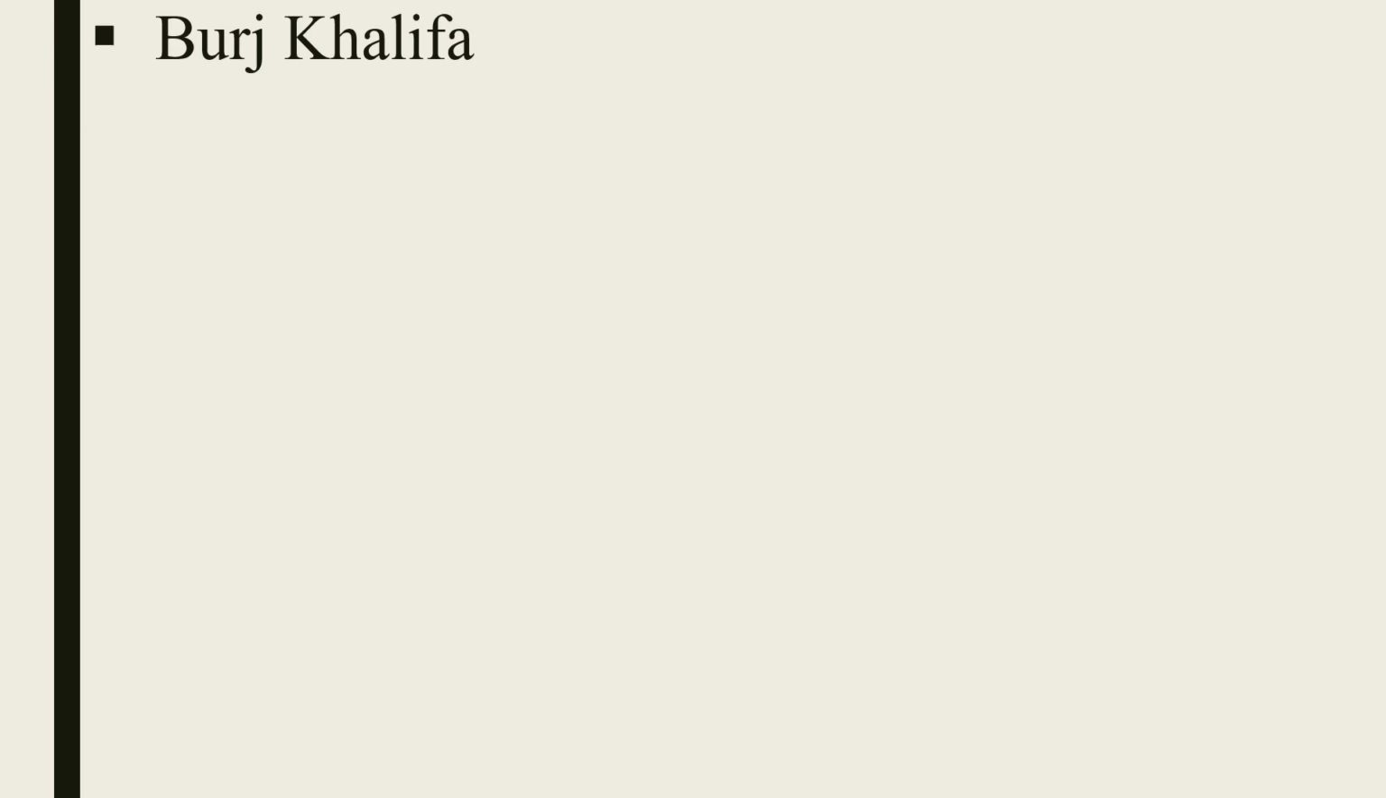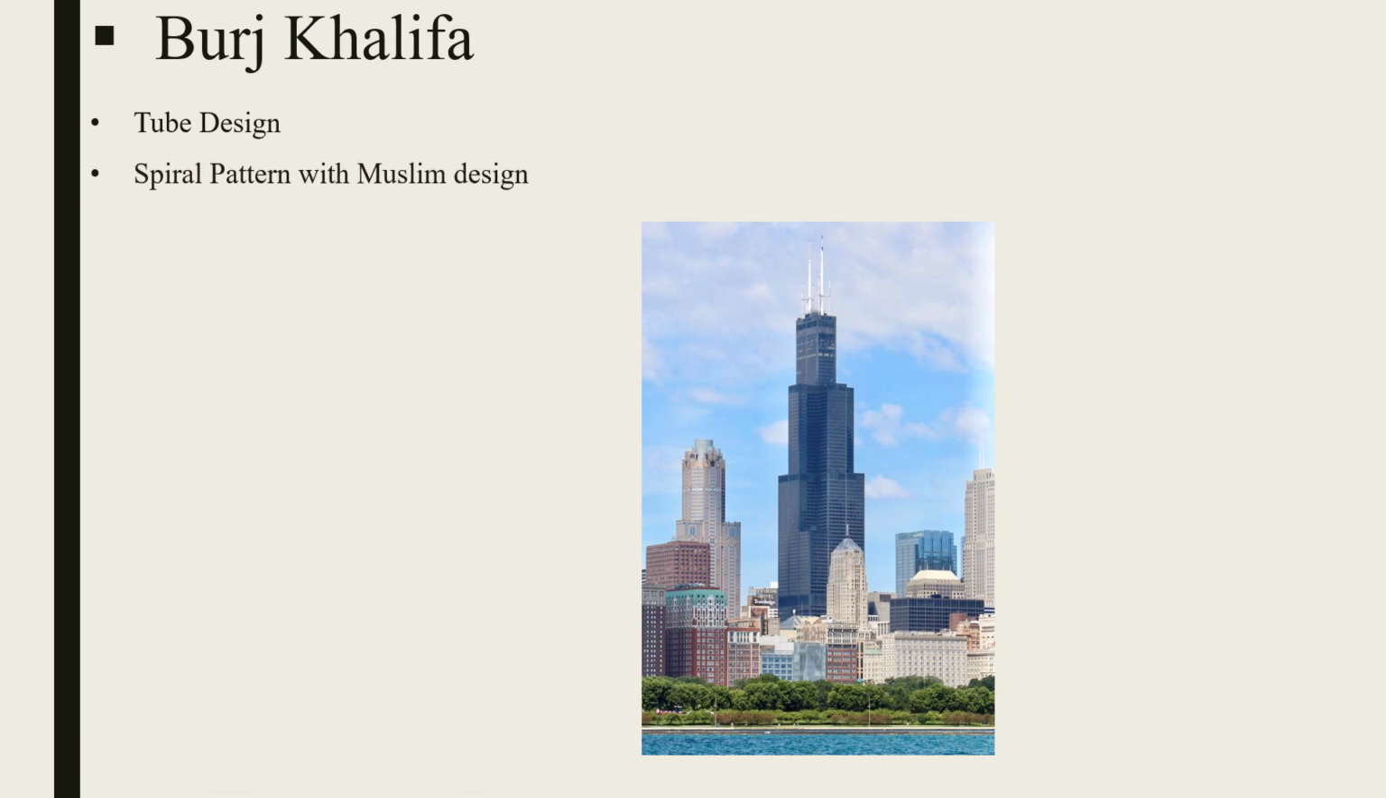Burj Khalifa uses the tube design, which is a design of the Willis Tower in Chicago, in America. The design of the building was also derived from the spiral pattern in Islamic architecture. As the tower rises from the flat desert base, it has setbacks and a decreasing cross-section, spiraling from the bottom to a slender top.